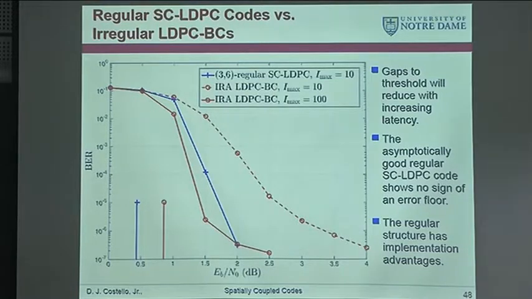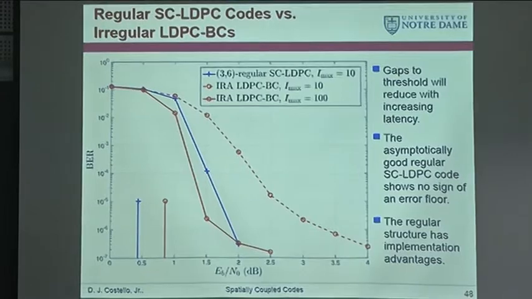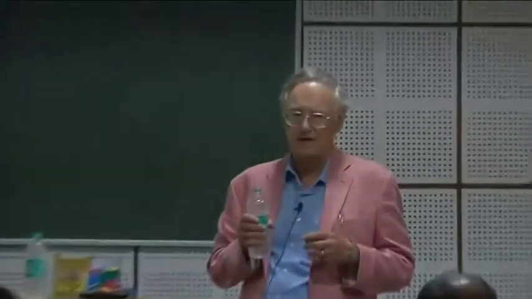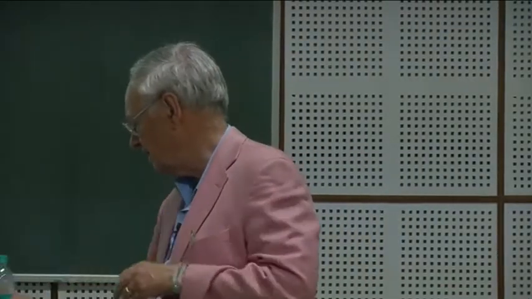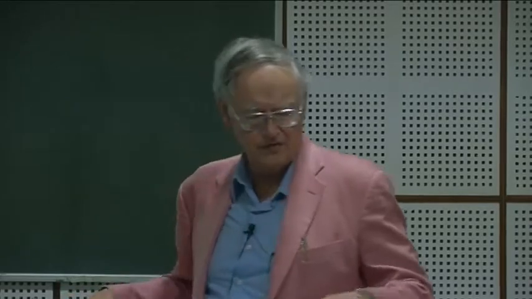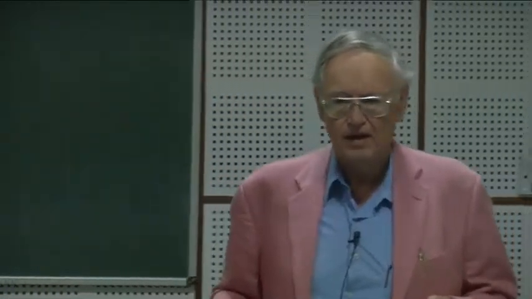Again, this comparison is just based on some simulation results, which we think are fair, but it's difficult to draw general conclusions from this work. But more or less what we're seeing here is that in the finite length regime, these spatially coupled codes are holding up pretty well. They're doing quite well according to a number of different measures.